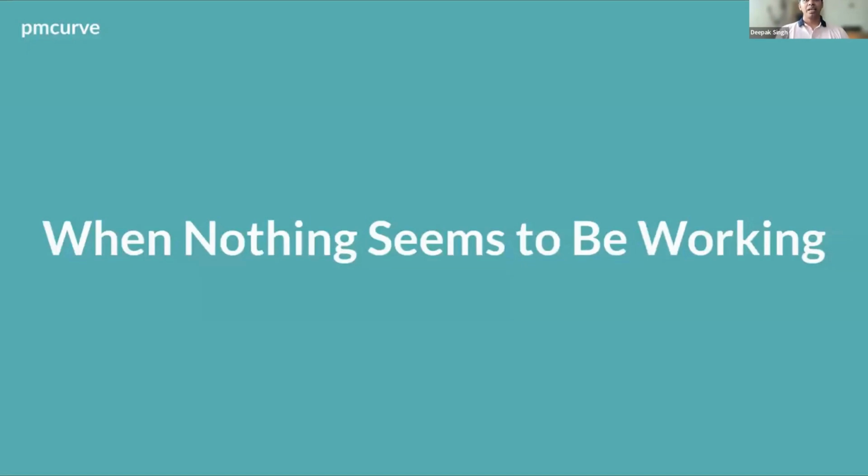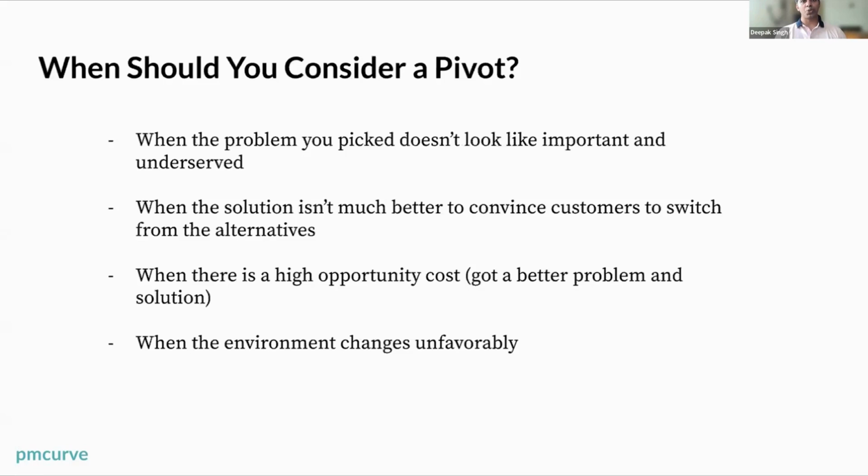Right? And the last segment before we end this call is when nothing seems to be working, what to do, right? And this is when do you pivot, right? And usually there are 4 cases which we have seen historically when people pivot. The first is when the problem you picked actually does not look that important and underserved as you felt it was.